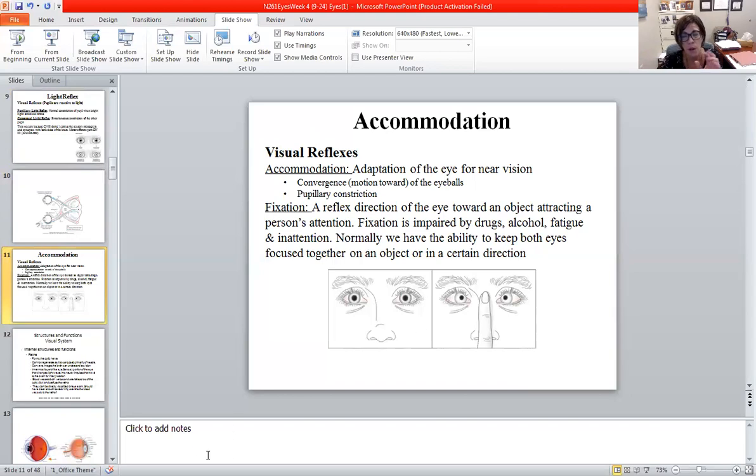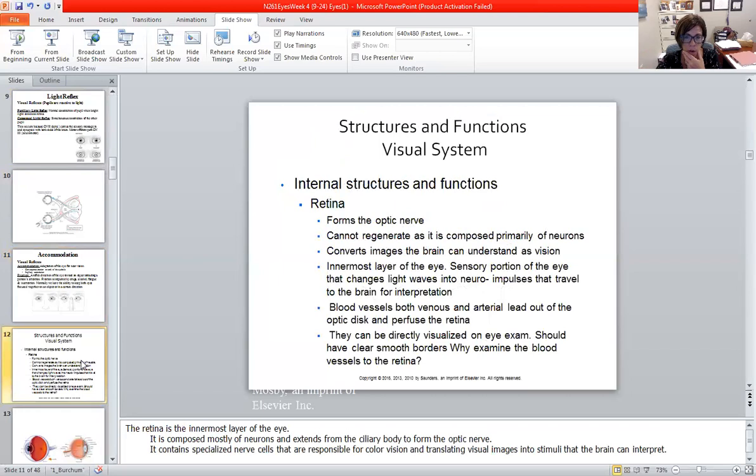So when you record pupils equal, reactive to light, and accommodation, this is what you're checking. So just be practicing this in the lab, because it's nice to see it actually work.